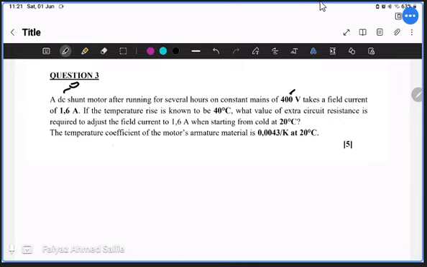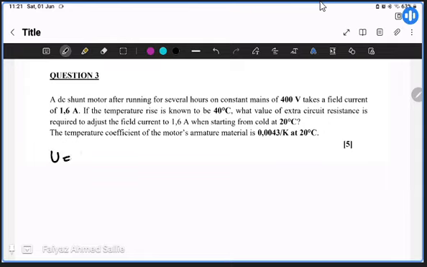The temperature coefficient of the motor material is 0,043 per Kelvin at 20 degrees. So this here is the coefficient of the material, it's a constant of the material. So let's solve this question.